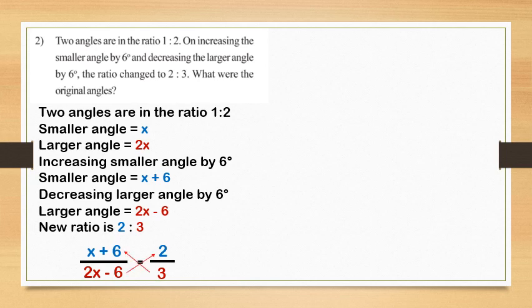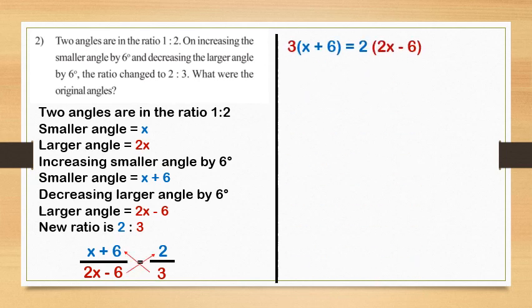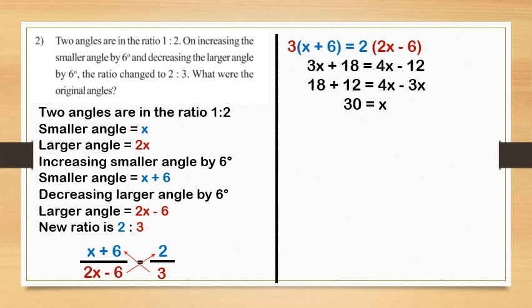Then cross multiply, we get 3 into x plus 6 equal to 2 into 2x minus 6. Then simplify, we get 3x plus 18 equal to 4x minus 12. Then take x terms to one side. We can write it as 18 plus 12 equal to 4x minus 3x. Then simplify, we get 30 equal to x, or x equal to 30. Then substitute x equal to 30 and find the original angles.